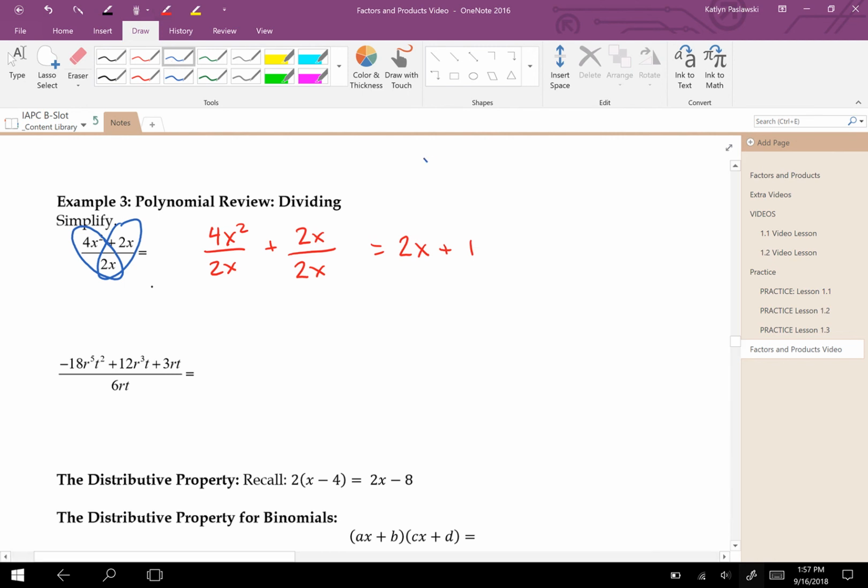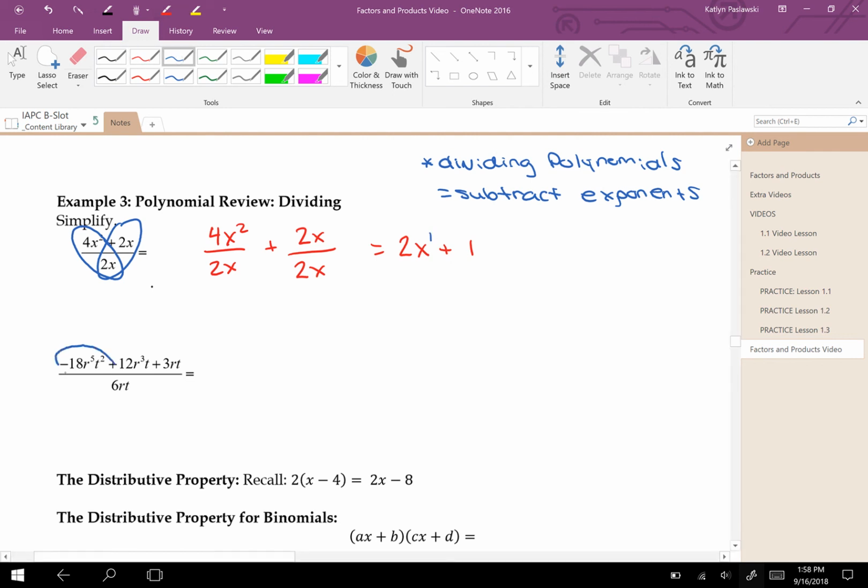Now I need to remember that when you're dividing polynomials, you have to subtract exponents. When you're multiplying, you're going to add. When you divide, you need to subtract. So we have x to the power of 2, so that's 2 minus 1 would give us 1.